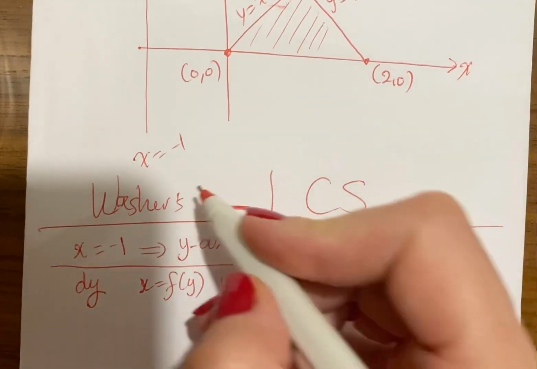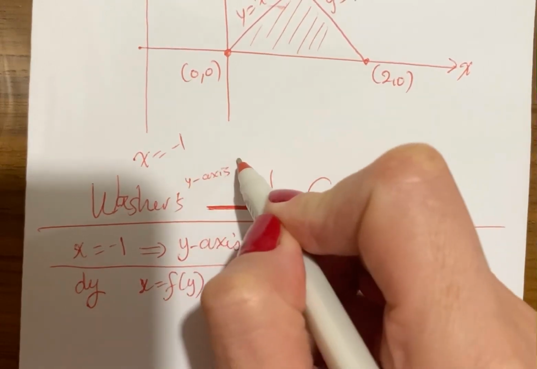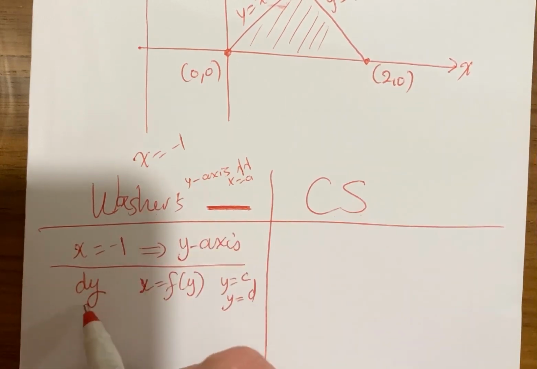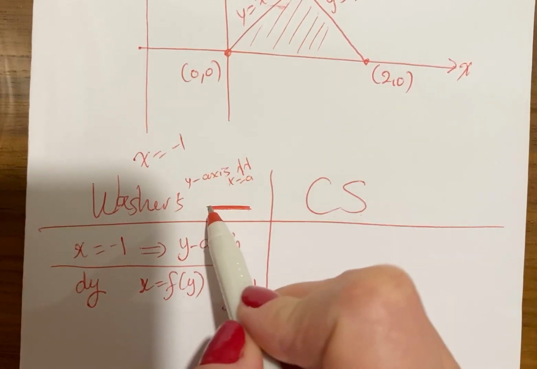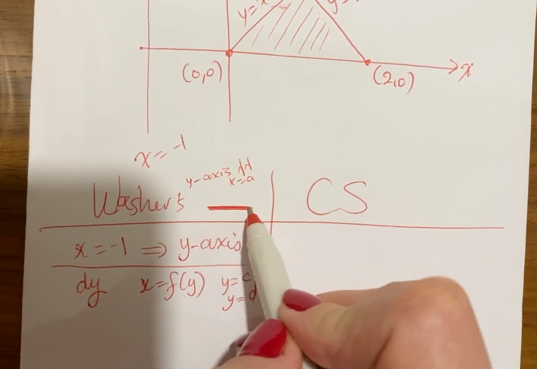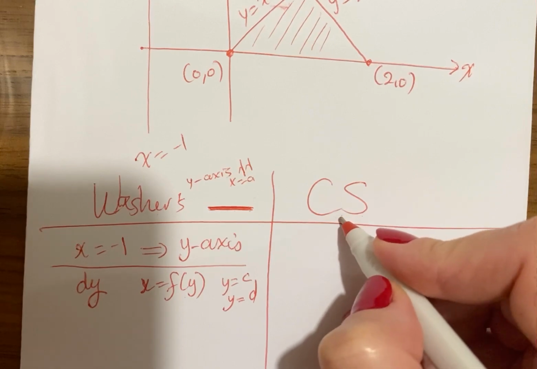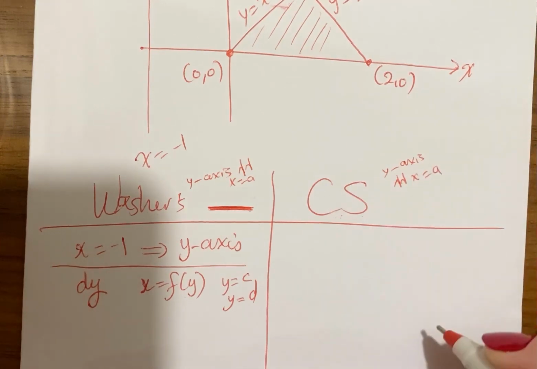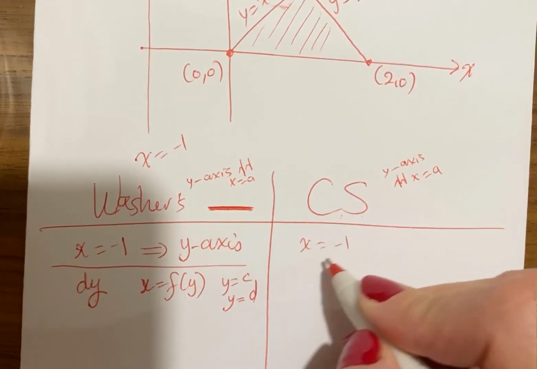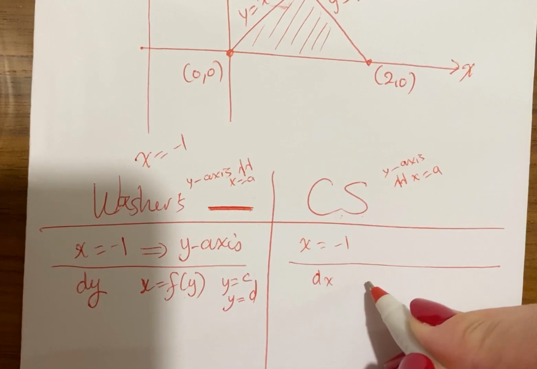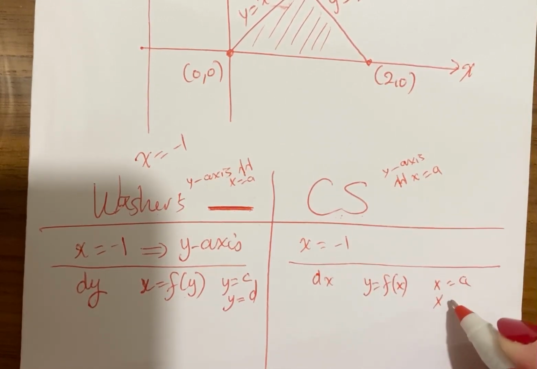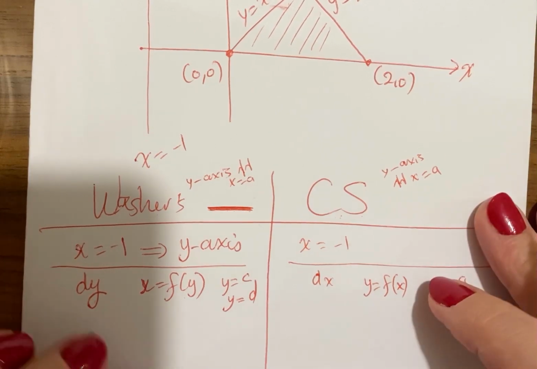In Washer's method, if you are rotating about the y-axis or any line parallel to it, x equals a, then it has to be dy, x has to be functions of y, limits are limits of y, and you draw a horizontal line in the region. Whereas in CS, which is the cylindrical shells, anything about the y-axis or parallel to it, which means any line x equals a, like in this case we have x equals minus 1, then it will be dx. The functions have to be functions of x and limits have to be limits of x. That's the idea. So let's start with the Washer's method.